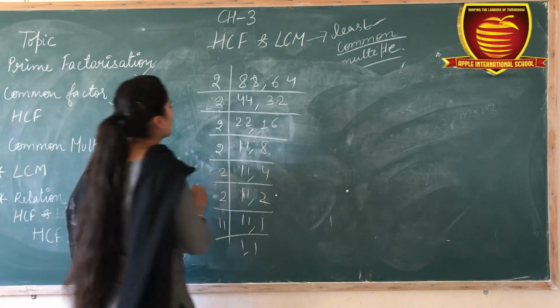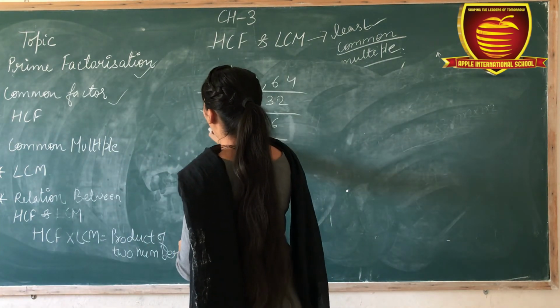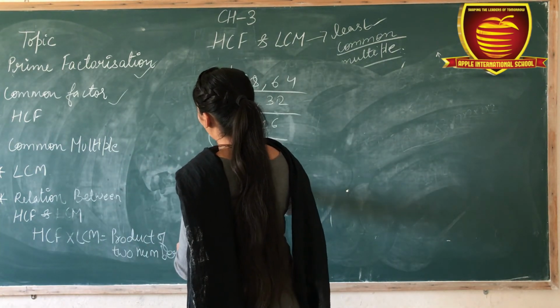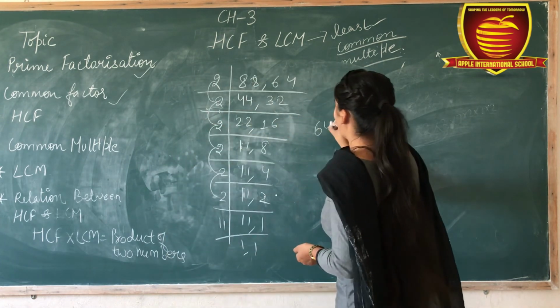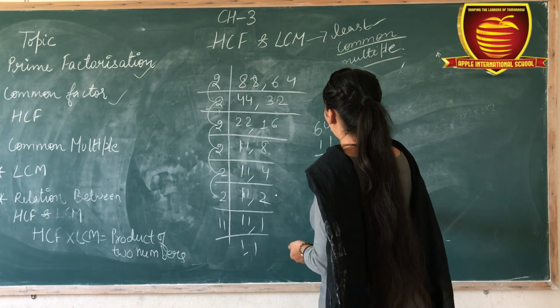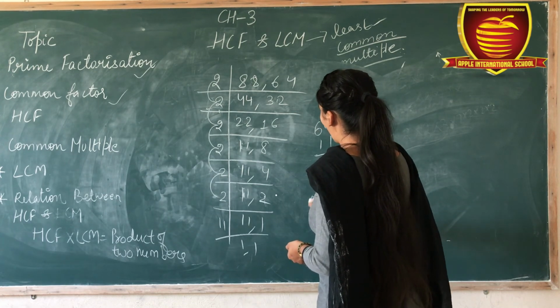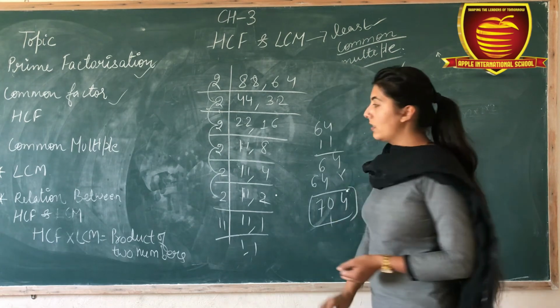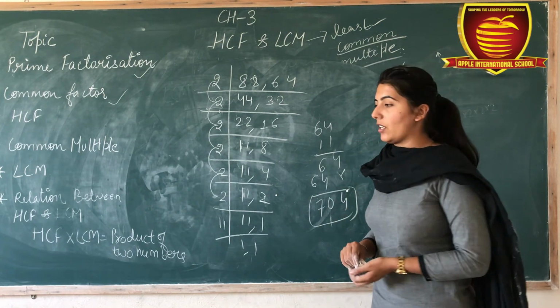Now we have to multiply all these. 2 2s are 4, 4 2s are 8, 8 2s are 16, 16 2s are 32, 32 2s are 64. Now multiply 64 by 11, which is 704. So 704 is the LCM of 88 and 64.